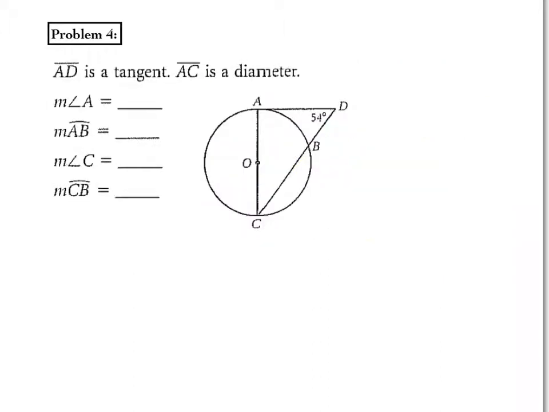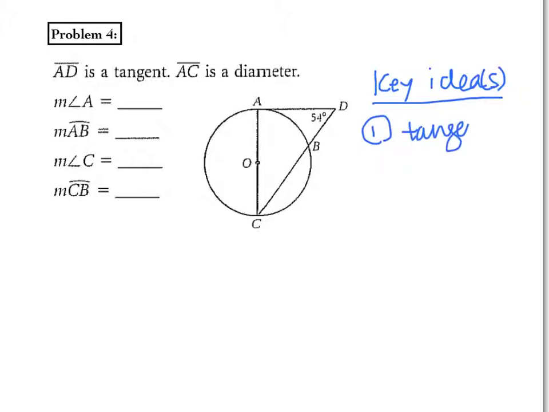In problem 4, we see that AD is a tangent and AC is a diameter. Okay, so we put all that together, and a key idea, again with tangent, there's something about tangents to a circle. So I'm going to go ahead and mark it. I know that this is perpendicular. That means that this is a right triangle. And that means I know some answers.